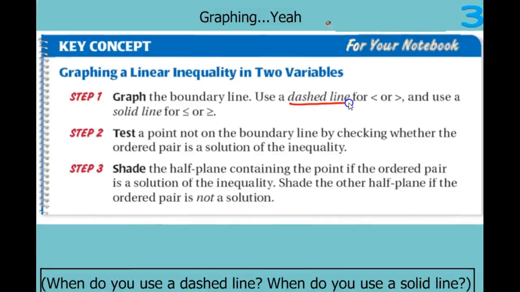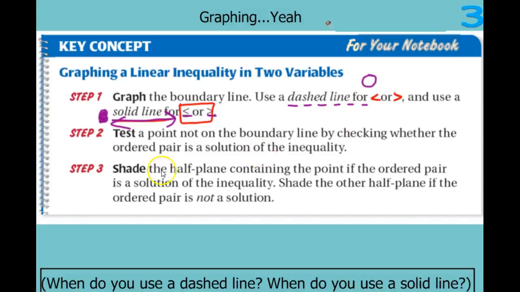Then use a dashed line for less than or greater than, and use a solid line for less than or equal to or greater than or equal to. The only difference between these is this has equal to, so it's a solid line, meaning filled in. A dashed line would be like this. A dashed line is similar to an open circle when we have a number line, and a solid line would be like having a closed circle.